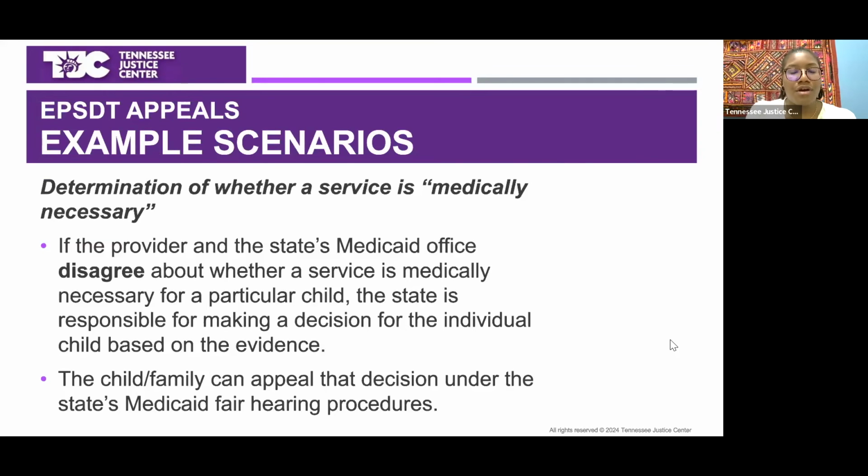So I just wanted to go through a couple of example scenarios just to put together everything I was just explaining. An appeal becomes an option in cases often where the provider and the state disagree about whether a service is medically necessary for a particular child. Ultimately, the decision is in the hands of the MCO or TennCare in this case, and they'll make a decision based on the individual child. That's when you can appeal and then follow the fair hearing procedures.